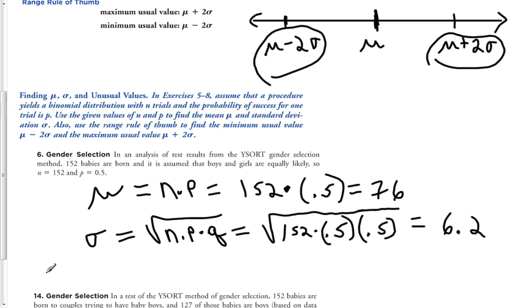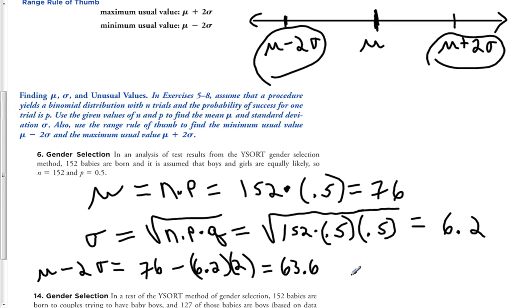So now we're going to find the minimum usual value, which is mu minus 2 sigma. Mu minus 2 sigma is going to be 76 minus 6.2 times 2, which yields 63.6.